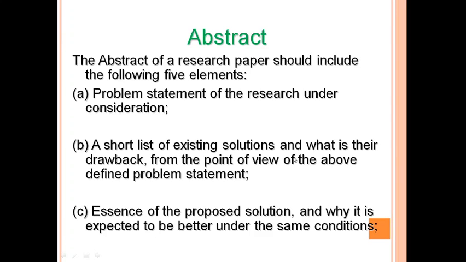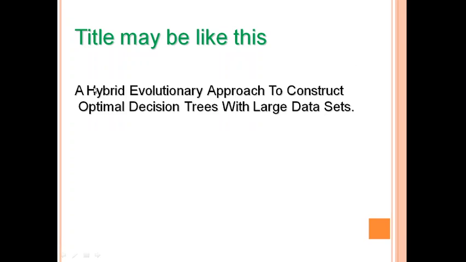So what are the existing solutions to handle large data sets and construct the optimal decision tree? They are to be mentioned here. Then the essence of the proposed solution, and why it is expected to be better under the same condition. So here is the essence of the solution. So what is the solution? The solution is to use the genetic algorithm in combination with the decision tree to handle the large data set and to construct the optimal decision tree.